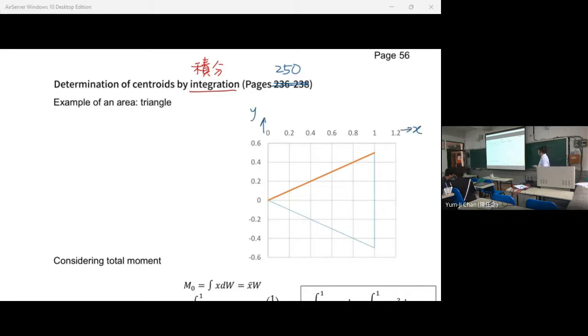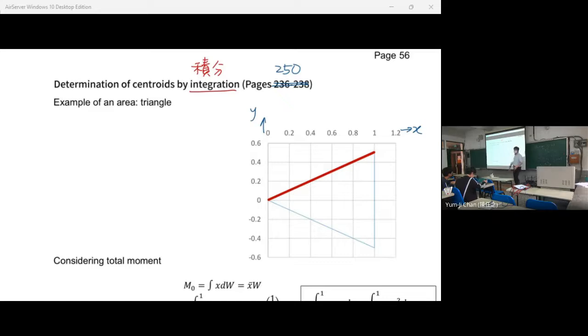It is bound by three lines defining the triangle. Let's talk about this line.